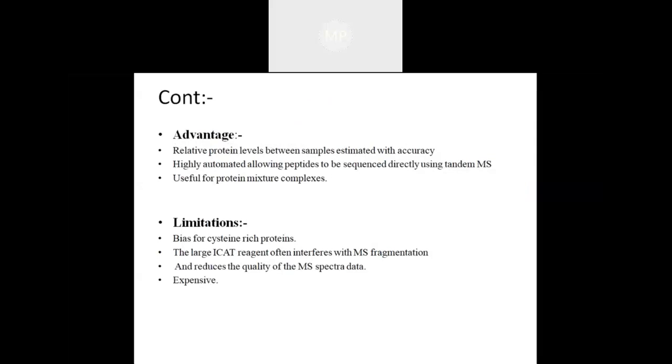Now moving to the next slide, these are the advantages and the limitations of ICAT. The advantages are that it is useful to study protein mixtures and complexes, and it is highly automated, which allows the peptides to be sequenced directly using tandem MS, and it shows the relative protein levels between the samples estimated with accuracy. But the limitations of this technique are that it is biased toward cysteine-rich proteins, and it is very expensive.